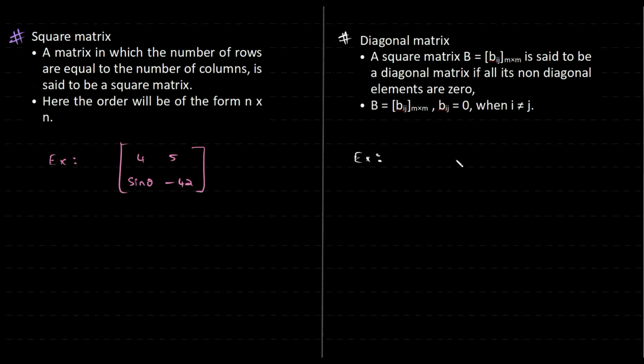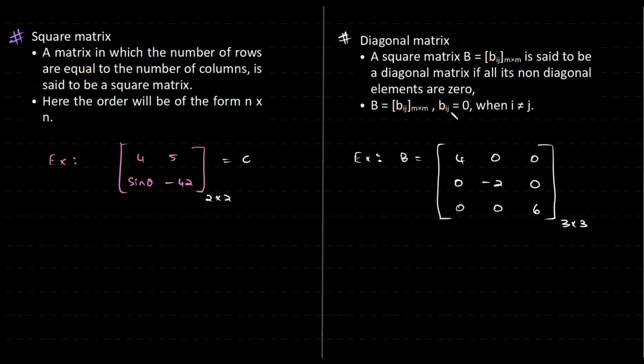Let me give an example. 4, 0, 0, then 0, minus 2, 0, 0, 0, 6. That is a diagonal matrix. So this is, say, matrix B and this is, say, matrix C. This is 3 by 3 and this is 2 by 2.